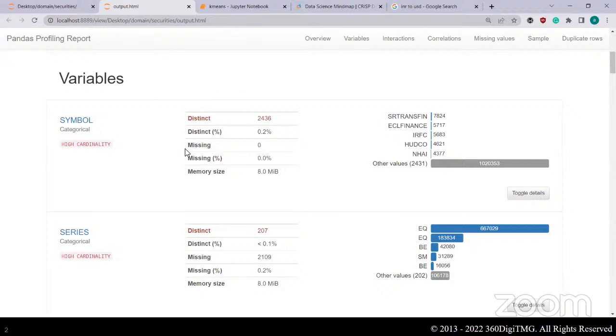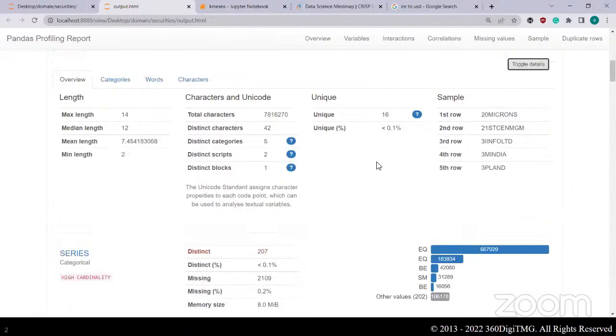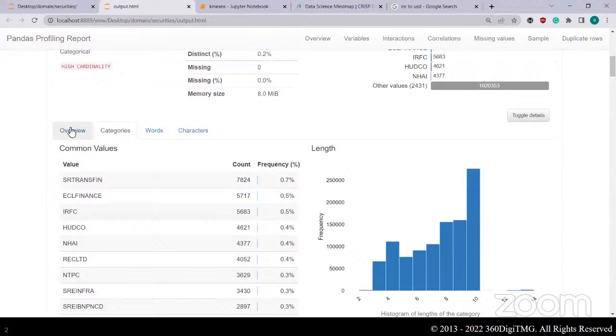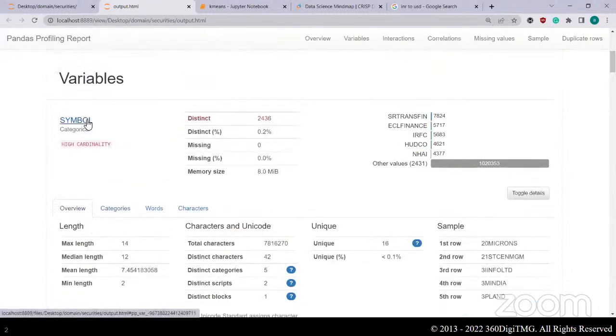Here we can see that within the symbol, there are no missing values. You can also explore this, see what it is. You can look at the categories and see which names are being repeated the most. Okay, you have ECL Finance, IRFC, HUDCO, NHAI. So you can take a look at all these values. You can also take a look at IDFC Bank, for example, here. So this is with relation to symbol.